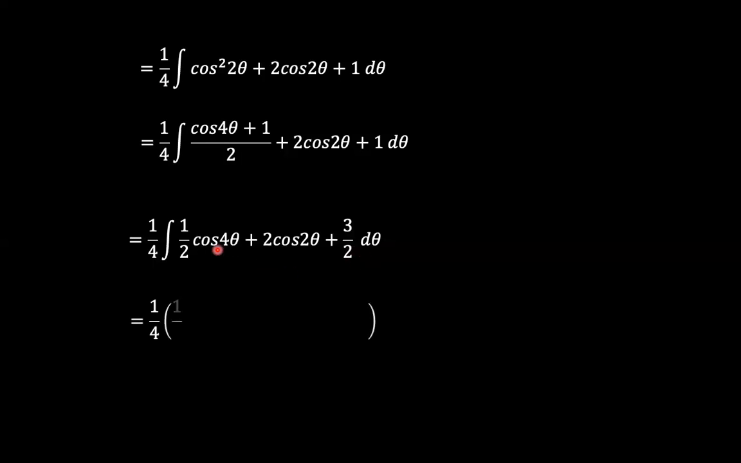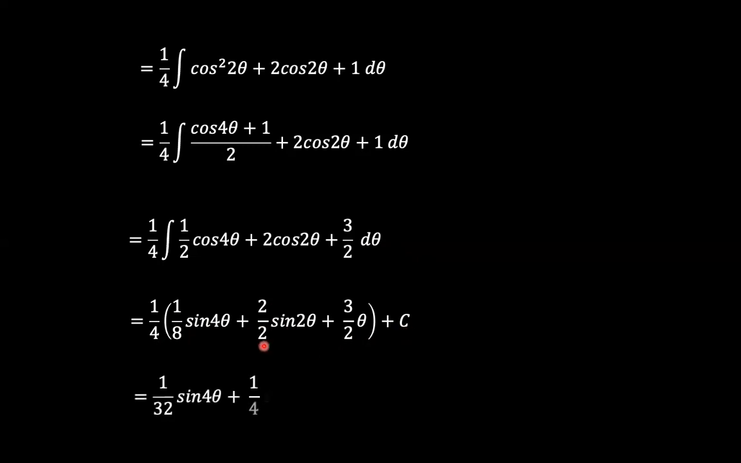When we integrate these, we have a quarter times (1 over 8 sine 4 theta plus 2 over 2 sine 2 theta plus 3 over 2 theta), and then we have an integration constant C. When we multiply the quarter across, we have 1 over 32 sine 4 theta plus 1 over 4 sine 2 theta plus 3 over 8 theta plus the integration constant.